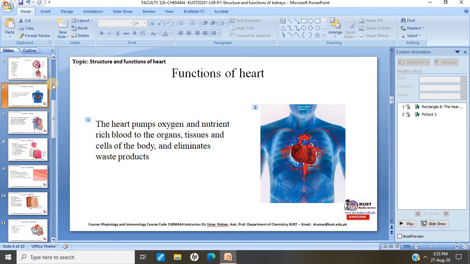So in a situation where the heart stops functioning, it results in myocardial infarction. Any problem in the function of the heart can result in a heart attack, which can immediately result in death. So the heart is extremely vital in this regard.